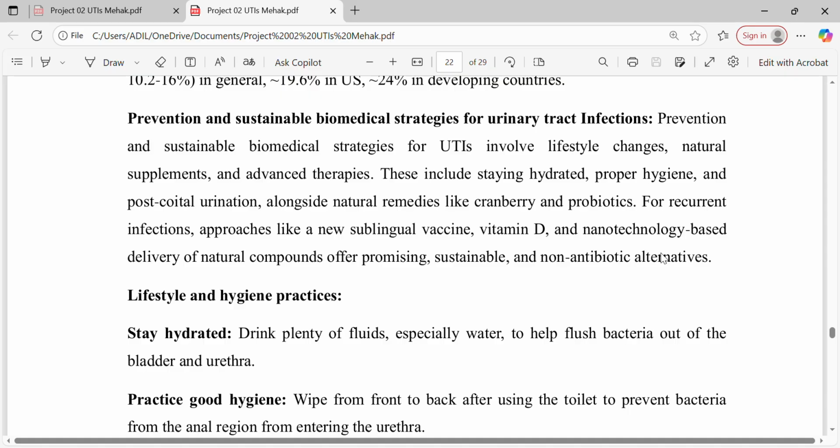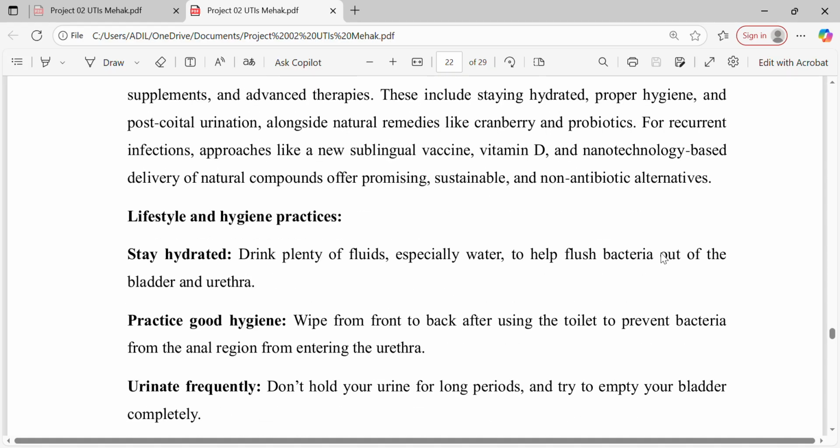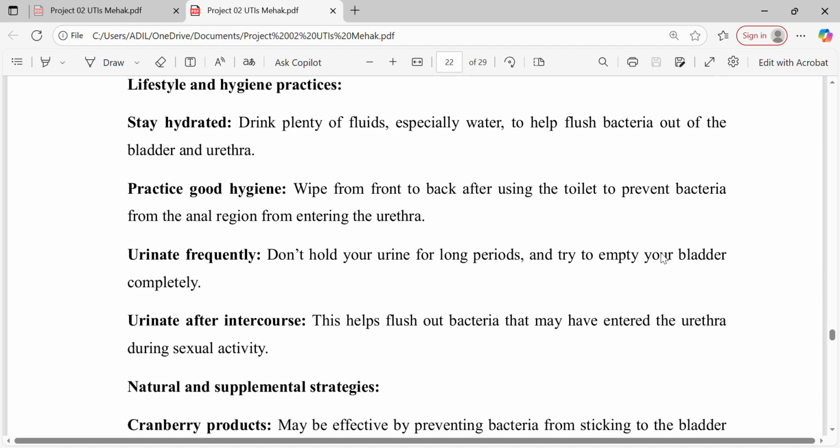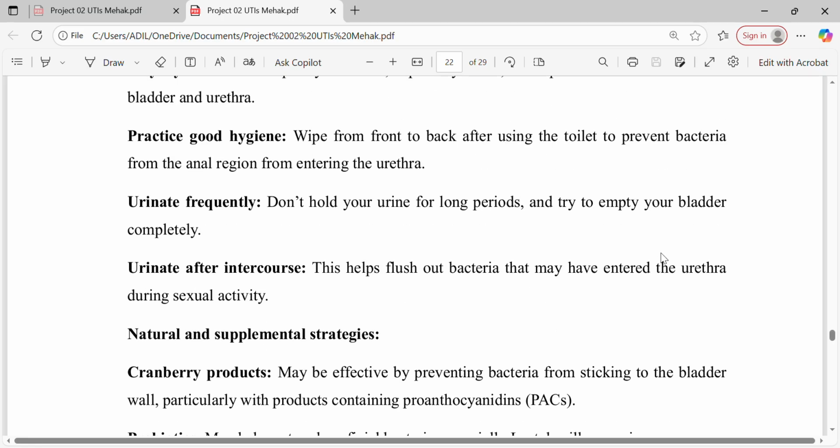Practice good hygiene. Wipe from front to back after using the toilet to prevent bacteria from the anal region from entering the urethra. Urinate frequently. Don't hold your urine for long periods and try to empty your bladder completely. Urinate after intercourse. This helps flush out bacteria that may have entered the urethra during sexual activity.